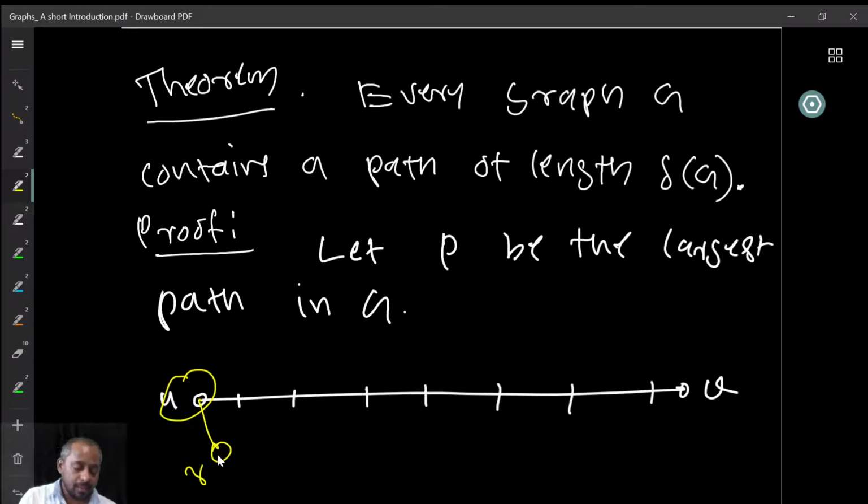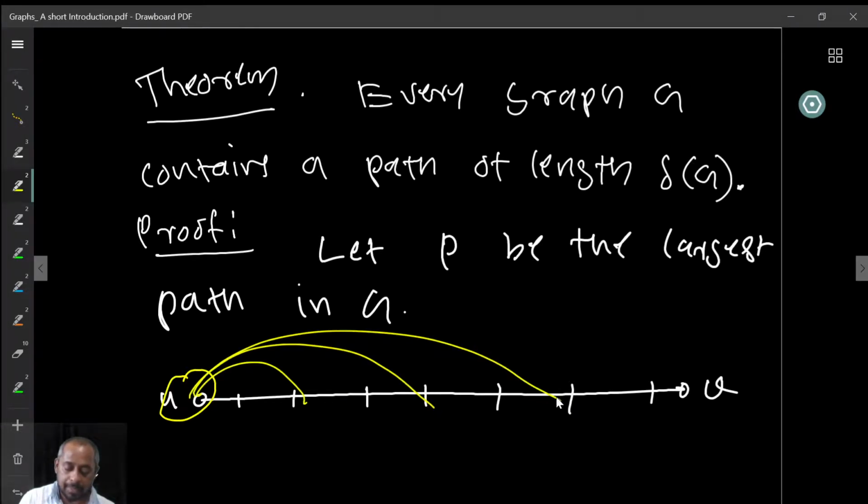So therefore, what we can see is that all the neighbors of U must be in the path UV itself. Okay? So which means that all the neighbors are present in this path.